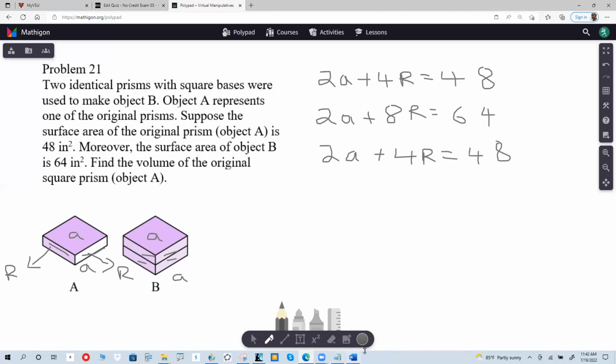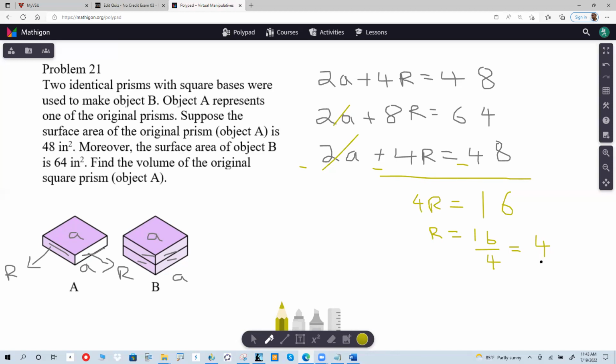What do I get? Well, the 2A will cancel. And 64 minus 48 is 16. I'm subtracting. And 8R minus 4R is 4R. Therefore, R is 4, because 16 divided by 4 is 4. Find the volume. Now I have it. I can easily find the rest.